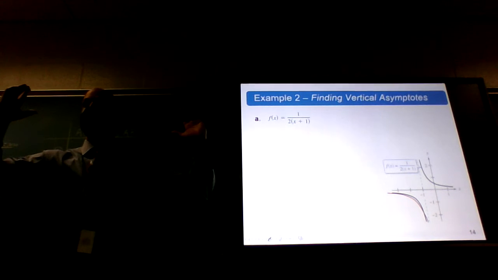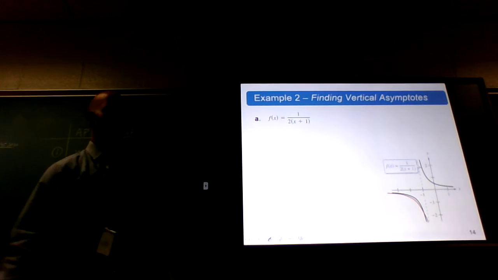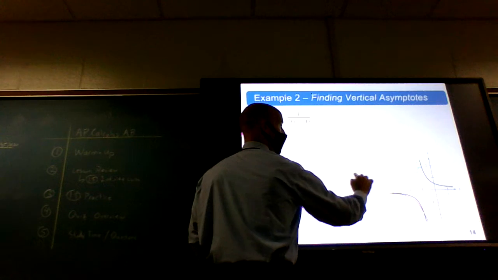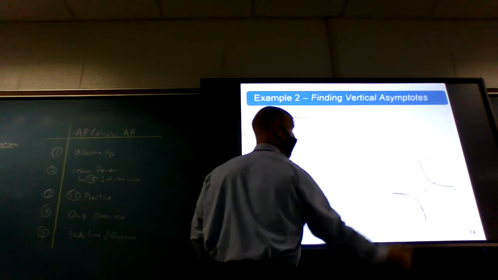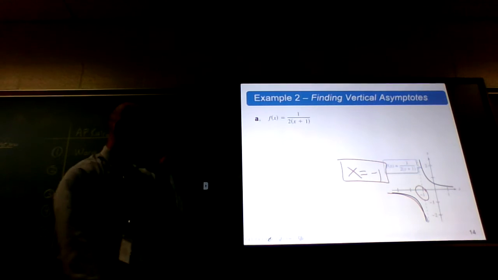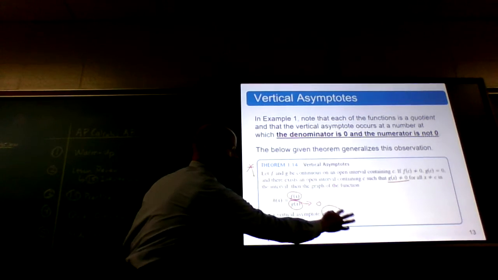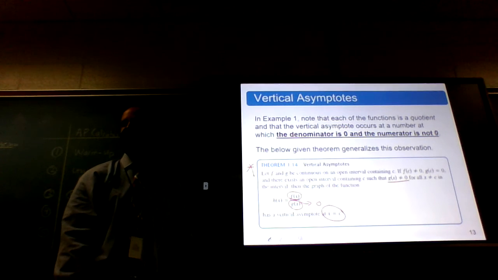It's a vertical asymptote. And what is the equation of that vertical asymptote? X equals -1. This is the equation of the vertical asymptote. In fact, if I go back, that is the equation of the vertical asymptote.